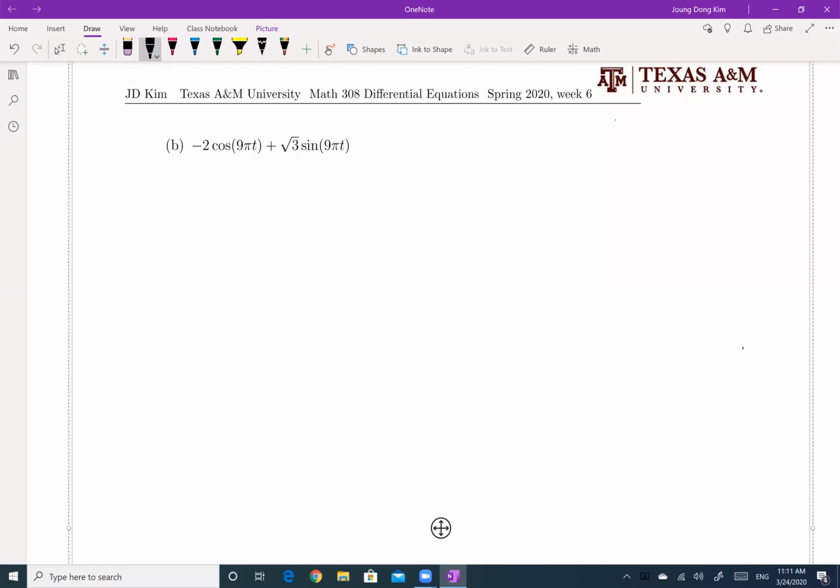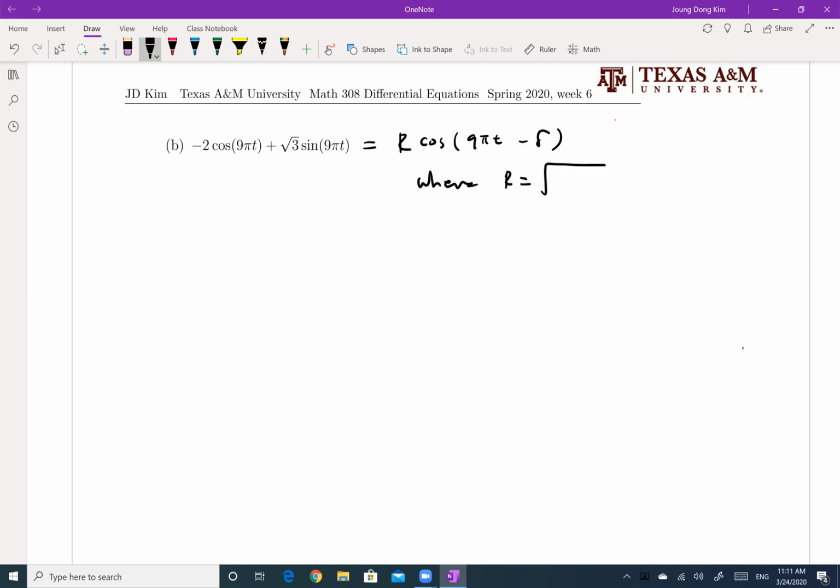Okay, let's talk about this problem. We're going to try to combine cosine and sine functions as one single cosine function. As we talked about, this can be written in the form r cosine of 9 pi t minus delta, where r is equal to the square root of a squared plus b squared, and tangent delta is equal to b over a, which means your delta is tangent inverse of b over a, right?